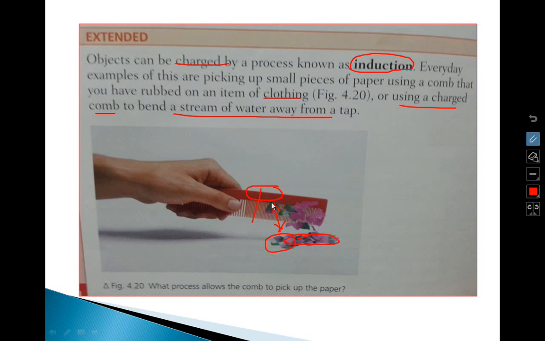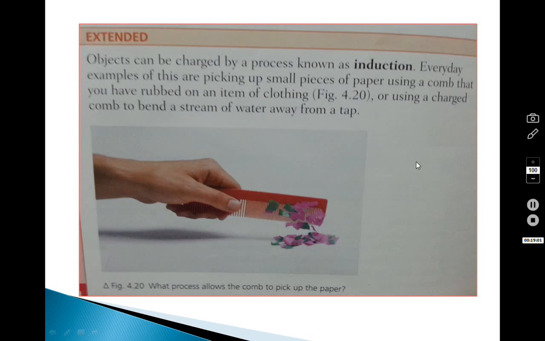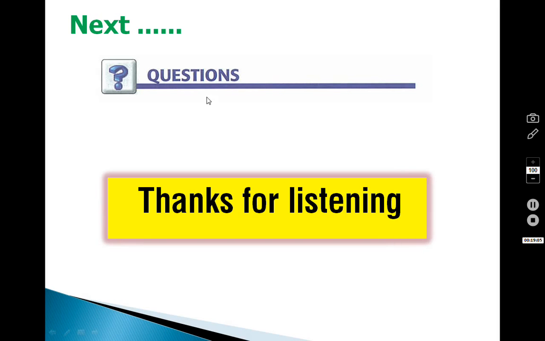So this is all for today, and next class we will solve some questions on those topics. So please be ready for that, and that's all for today.